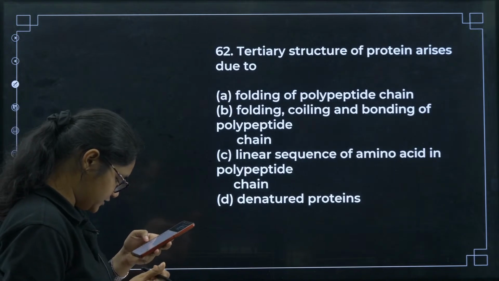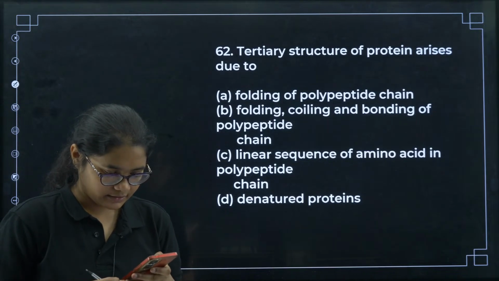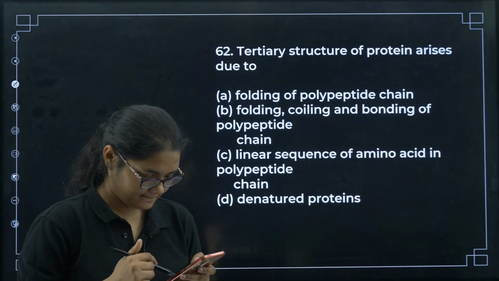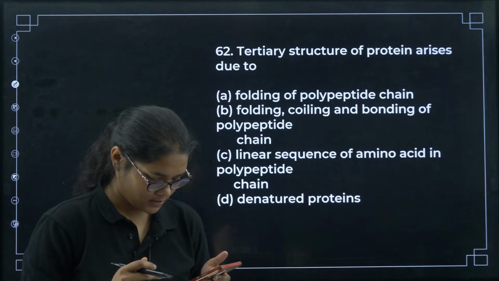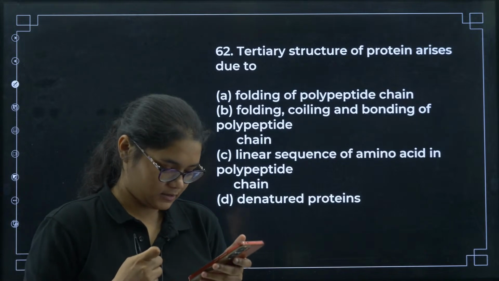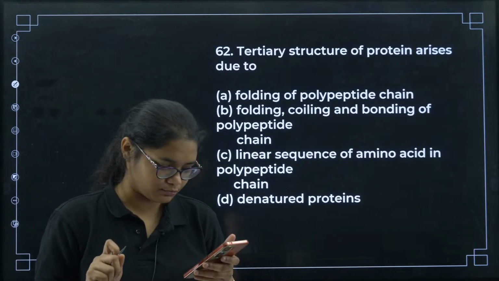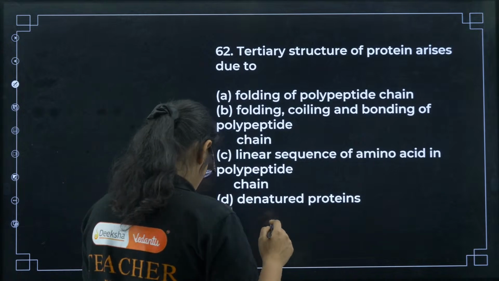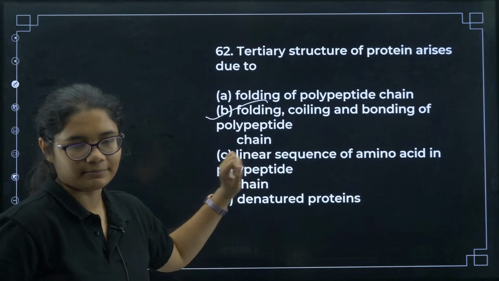Yes, 62. Tertiary structure of protein is due to. No, Almas, denaturation is wrong here. Sorry, Almas, for 63 it is correct. 62, what will be the answer? Yes, 62B, Ata Rahman is correct. Folding, coiling and bonding of polypeptide chain.